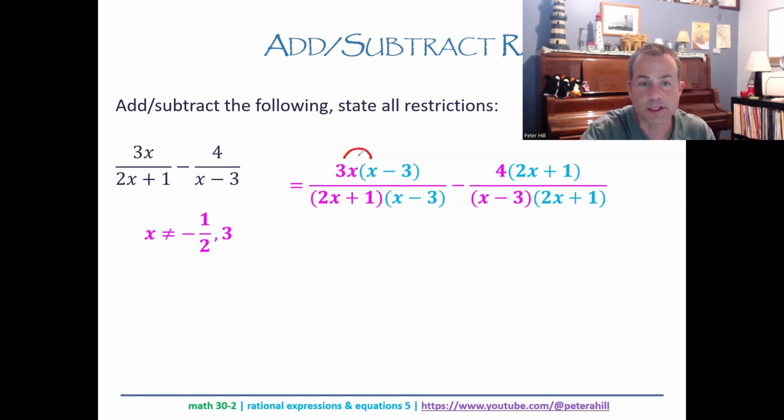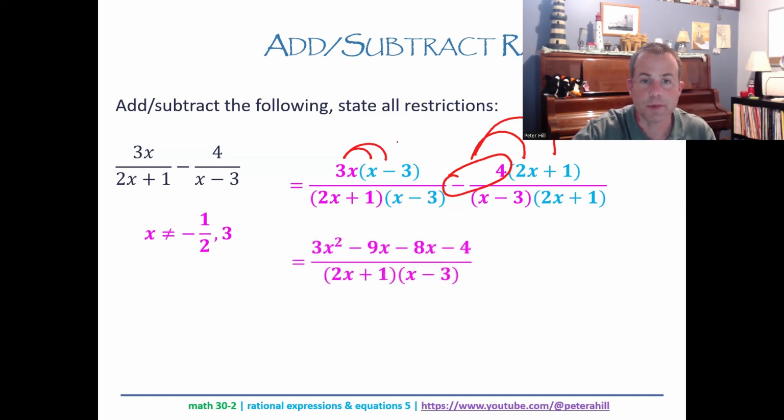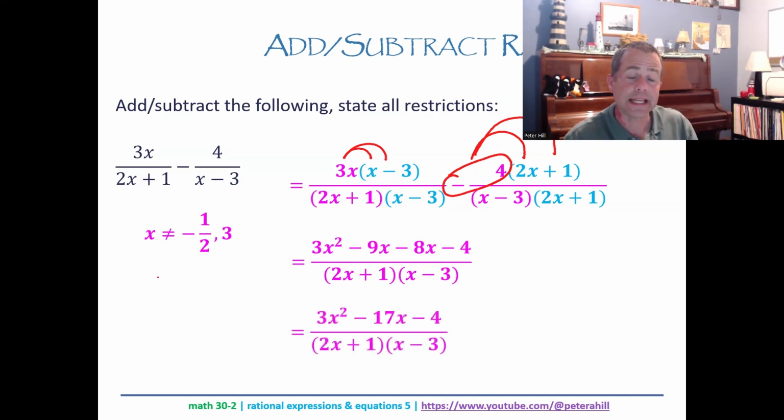So again, I'm just distributing this 3x times x, 3x times -3. And again, over yonder for the second fraction, treat that as a -4. So that's -4 times 2x and -4 times the 1. Okay, so that's going to give me 3x squared minus 9x, and then -4 times 2x is -8x. So remember, if your answer is negative, you're subtracting it, right? And if your answer is positive, you're adding it. And then I've got -4 times 1, which is the -4. Okay, so now I can clean that up a little bit further. -9x and -8x together would give me -17x.